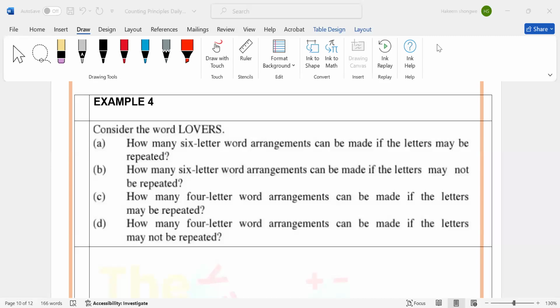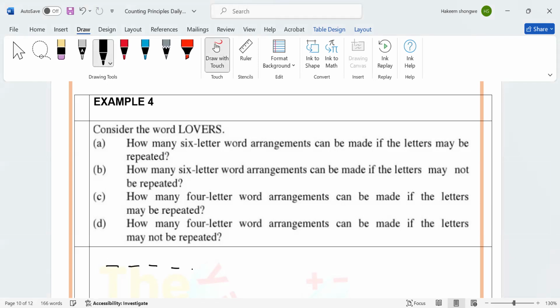So if you consider the word lovers, how many 6-letter words? A 6-letter word means we are going to be performing 6 tasks. So we're going to have 6 spaces. It's 1, 2, 3, 4, 5, and then 6. How many 6-letter word arrangements can be made if the letters may be repeated?